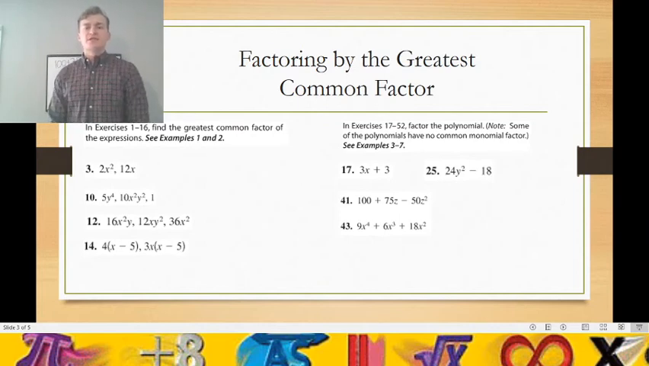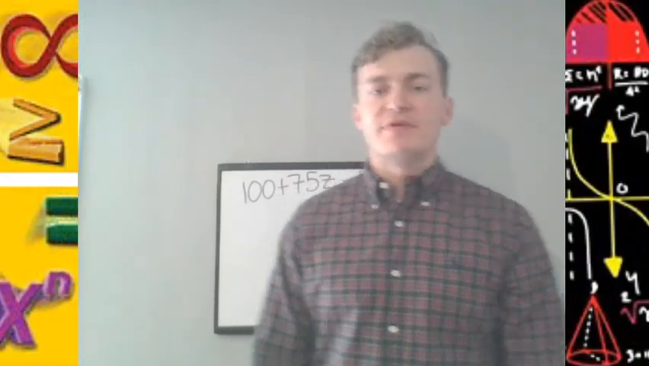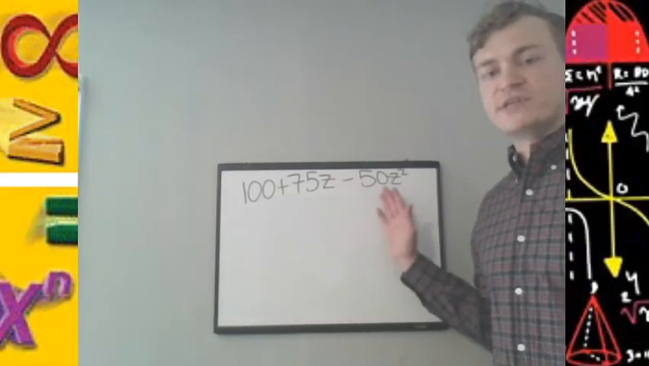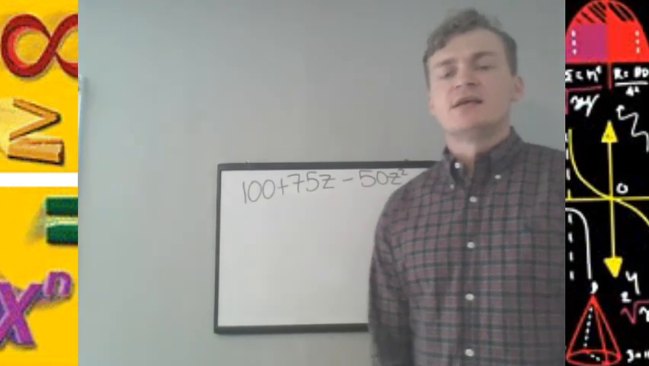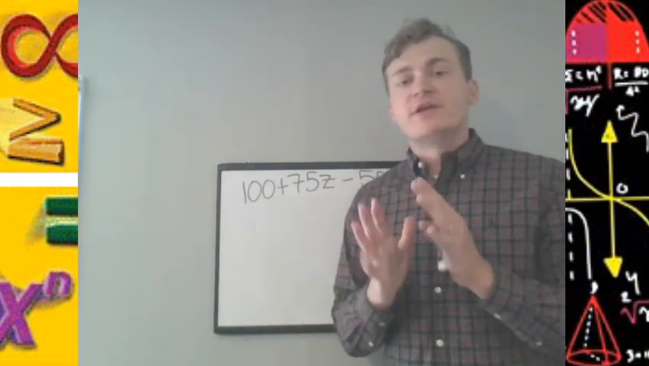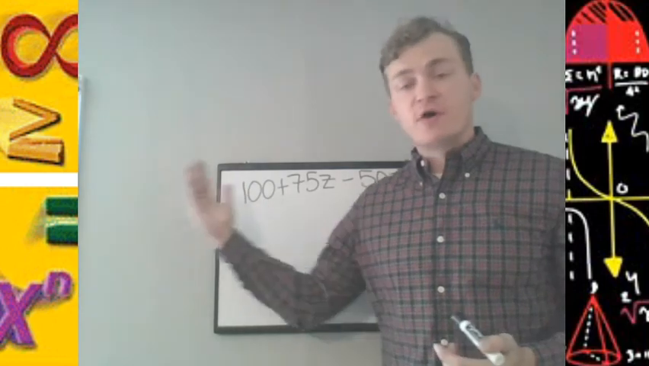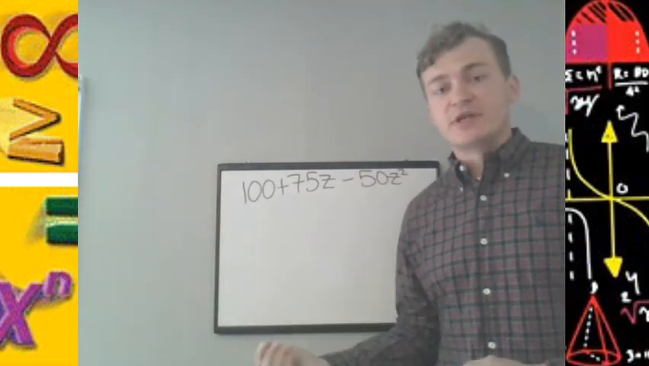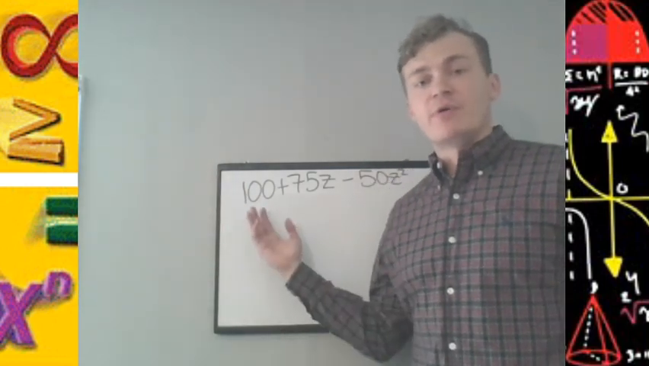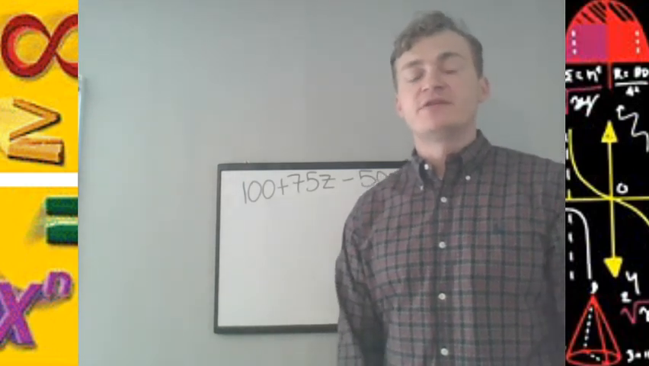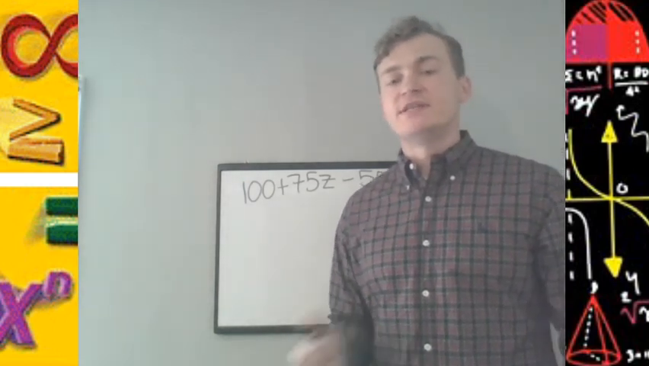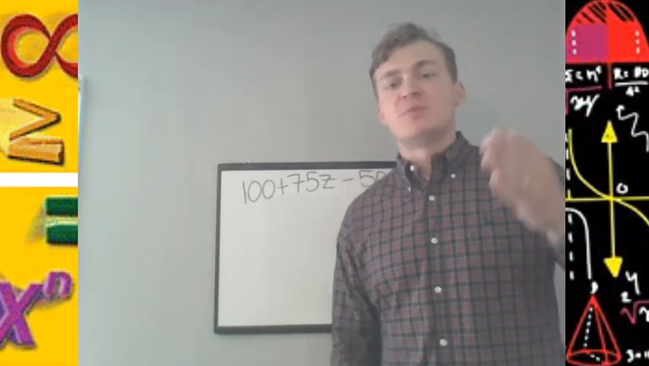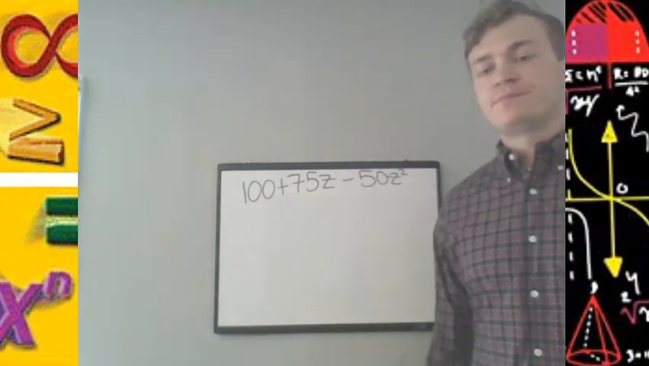100 plus 75z minus 50z squared. Factor the polynomial. Let's first start by looking for the greatest common factor for each of our 3 terms. I strongly encourage you every single time, if you need to go off to the side, write each of these terms separately and use prime factorization. Rewrite 100 as its product of prime factors, 10 times 10, where 10 is 2 times 5. 2 times 2 times 5 times 5 is 100.